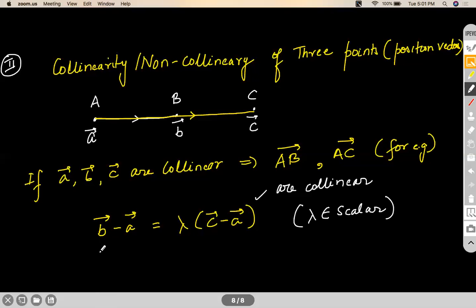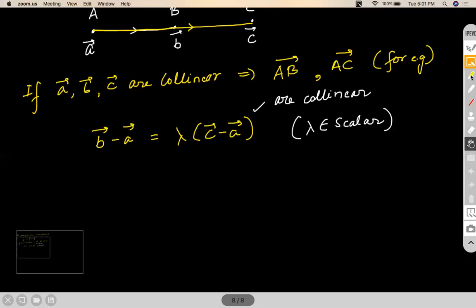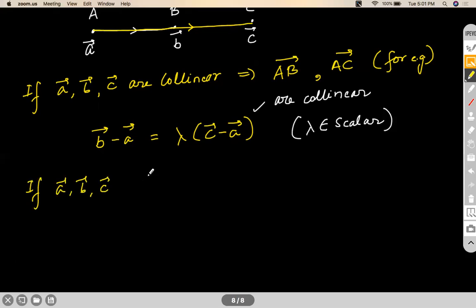And let me tell you, you can do any combination. Don't get me wrong, I'm not trying to say that you have to write AB as lambda times AC only, right? You can do AC as lambda times BC or AB as lambda times BC, any combination you want to take up. Okay, is it fine? Any questions, any concerns here? Okay, now this is for collinearity. And if your points A, B, C are non-collinear, then opposite thing will happen.